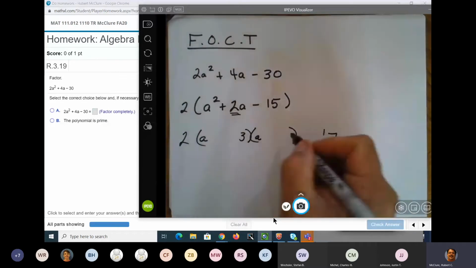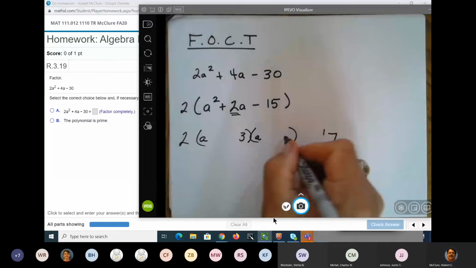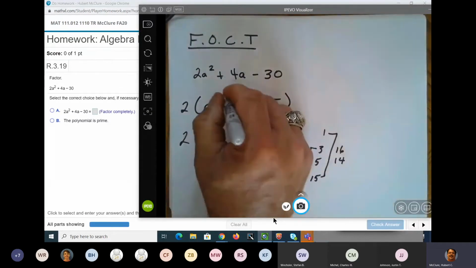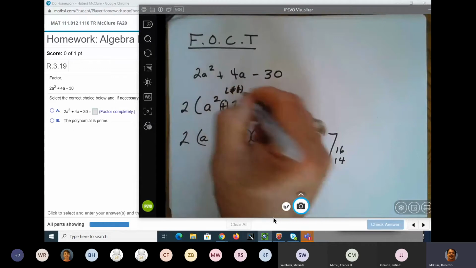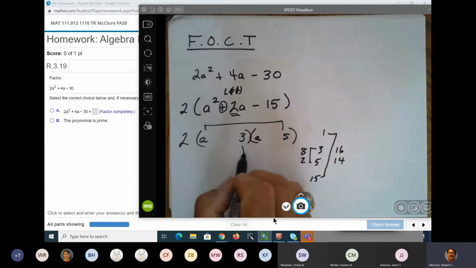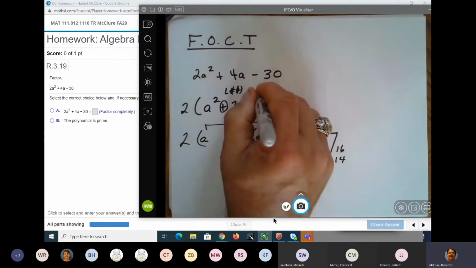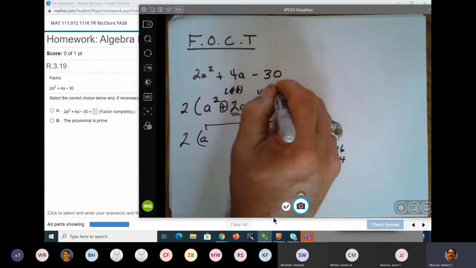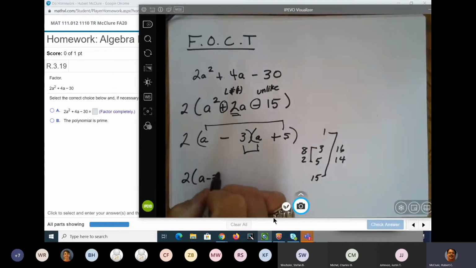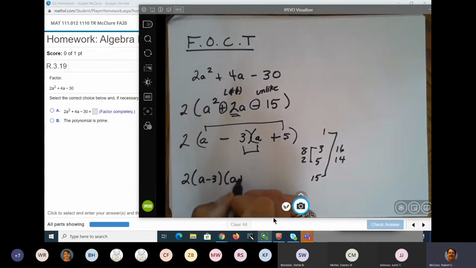This right here tells us our largest number has to be positive. So 5 is our largest number of the outside and the inside, so that's positive. This right here tells us unlike signs, so the 3 is negative. So our answer is 2 times a minus 3 times a plus 5.